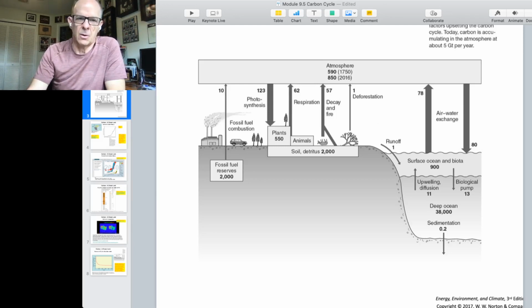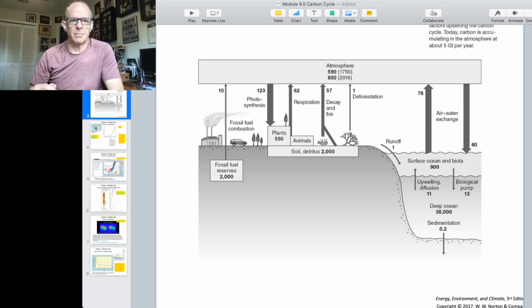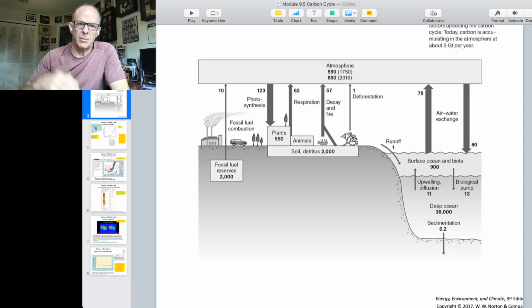And then our last two arrows between the planet, the surface, and the atmosphere are on the right, the air-water exchange. The ocean is sort of like a carbonated drink. CO2 dissolves in water, and the numbers there, 78 and 80, represent the current rates of exchange of CO2 between the ocean and the atmosphere. So each year, CO2 bubbles out of the ocean into the atmosphere and is absorbed into the ocean.